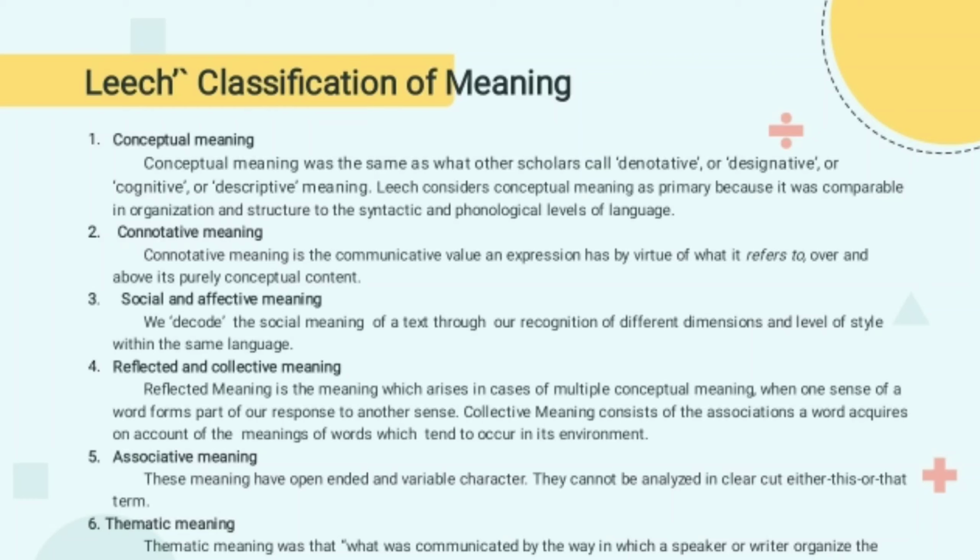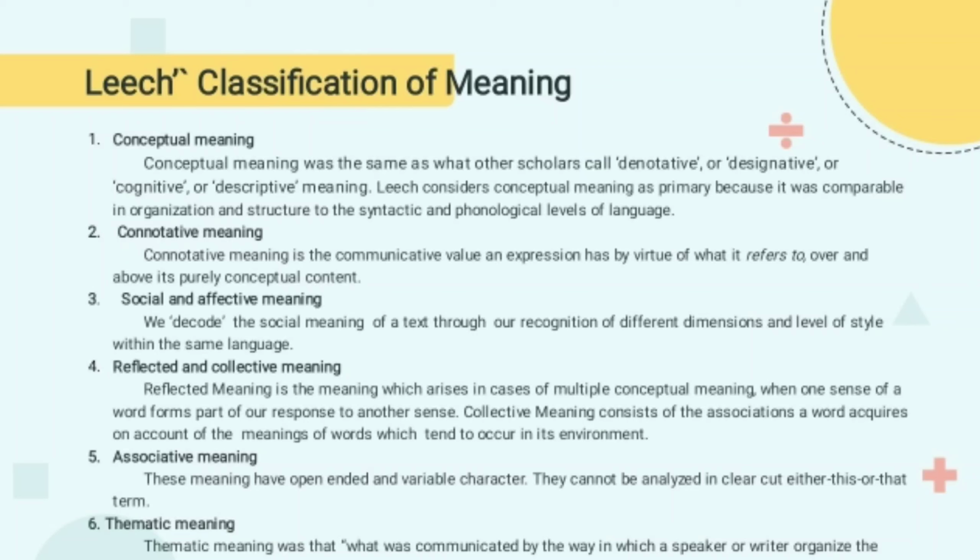The next point is connotative meaning. Connotative meaning is the communicative value an expression has by virtue of what it refers to, over and above its purely conceptual content. The third one is social and affective meaning. We decode the social meaning of a text through our recognition of different dimensions and levels of style within the same language. The fourth point is reflected and collocative meaning.